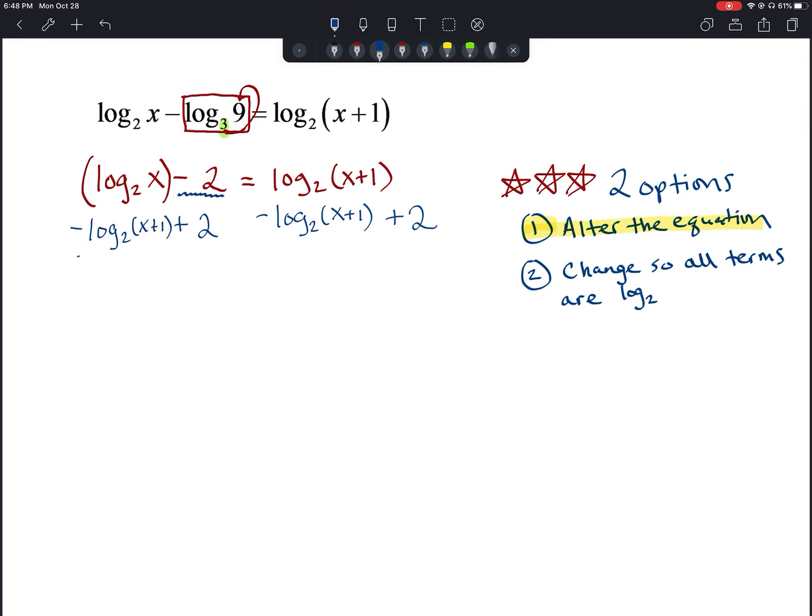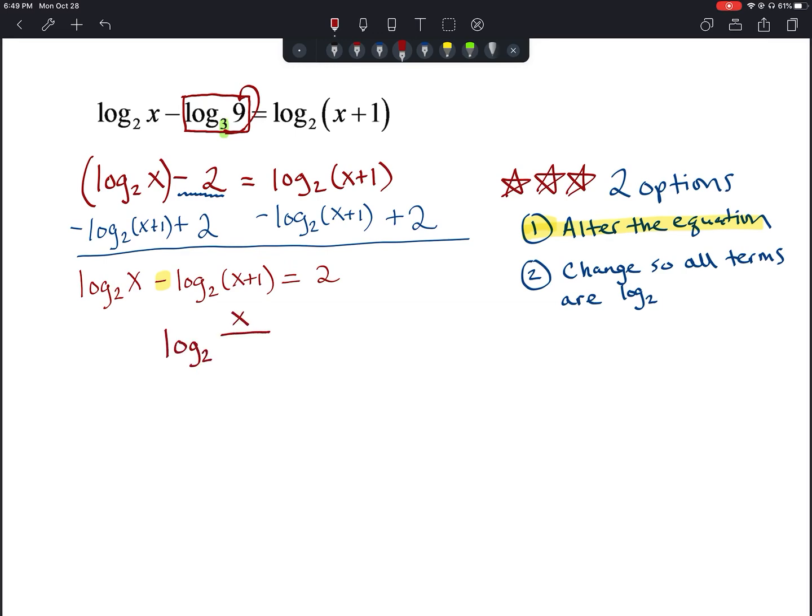So what's that going to do for us here? Now I have log base 2 of x minus log base 2 of the quantity x plus 1 equals 2. And because we have this subtraction, we could rewrite this now as log base 2 of x over the quantity of x plus 1 equals 2.